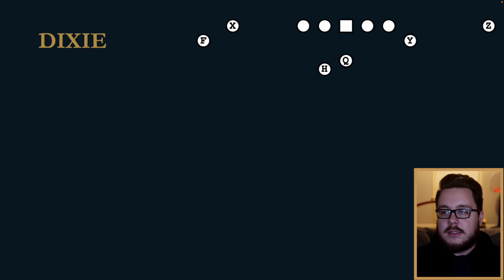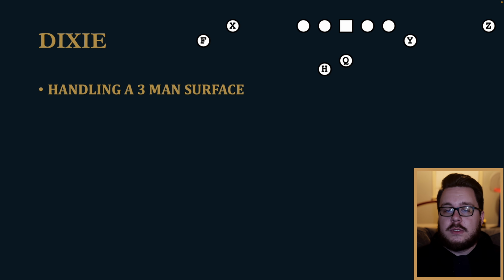But Dixie, right off the top, doesn't look like anything super special. We've got a twin side. We have what most would call a pro side with a tight end and receiver side. But what Dixie does is, number one, it forces a defense to handle a three-man surface. If you think about a defense's day one install, it's not against this. It's not against the tight end. It's not against the pro I.